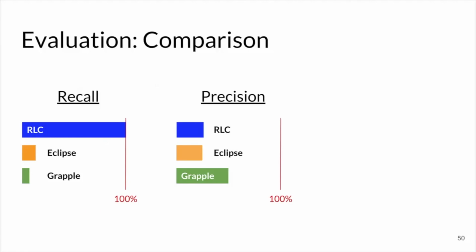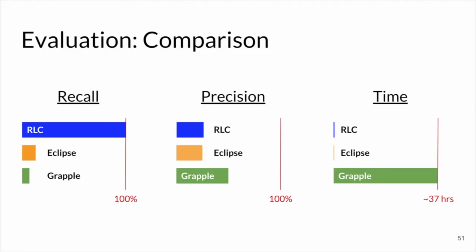On precision, I mentioned RLC's precision is about 29%. As you can see here, that's pretty comparable to the other approaches as well. Finally, on time, Grapple's whole program alias analysis takes about 37 hours on these benchmarks. It's a long time, and these are reasonably sized programs, normal programs. If we zoom in here, we can see the difference between RLC and Eclipse. So on a 1 hour scale, you can see here that RLC is taking about 25 minutes, whereas Eclipse takes under a minute. Right? So the cheap data flow analysis that Eclipse does is much faster, but RLC gives you this recall increase.